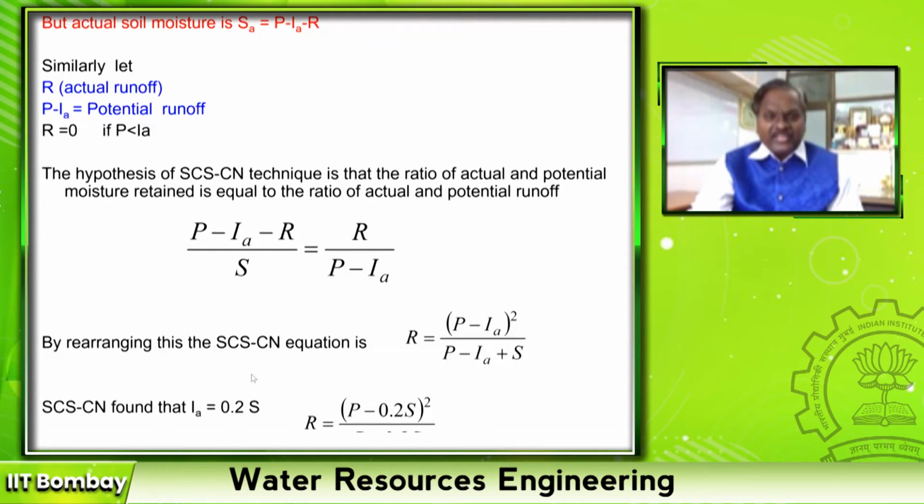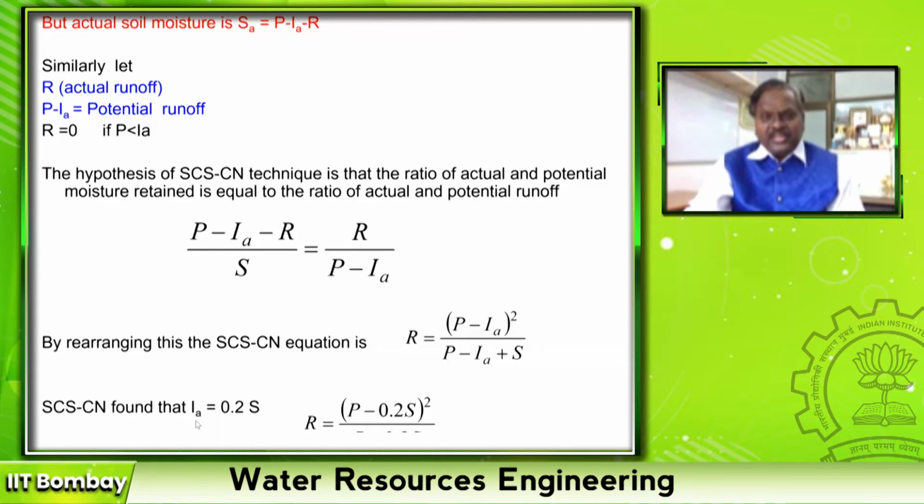But what is this S? S is nothing but the maximum soil moisture condition. And the second one is IA. I need to measure the IA. On the other hand, researchers have assumed that this initial abstraction can be of certain categories: one is 0.2 times S, or 0.3 times S.